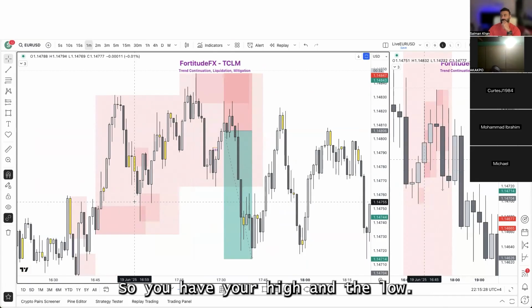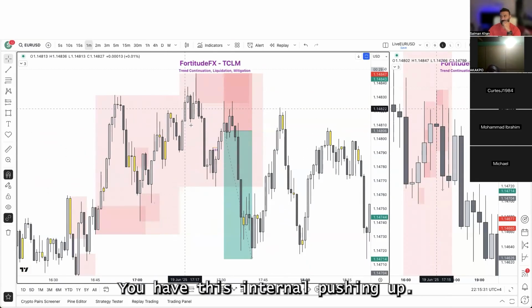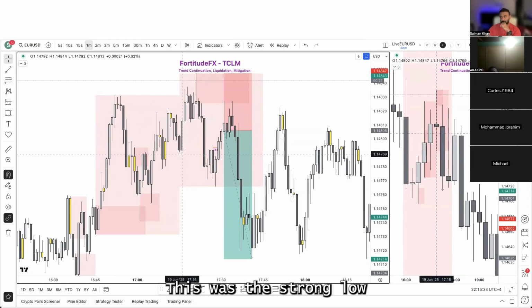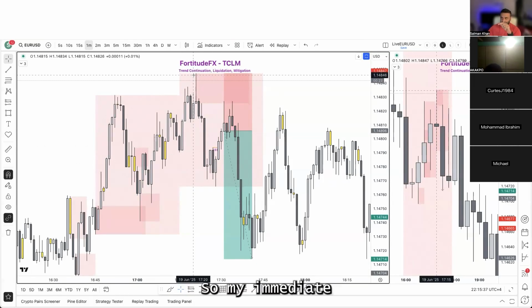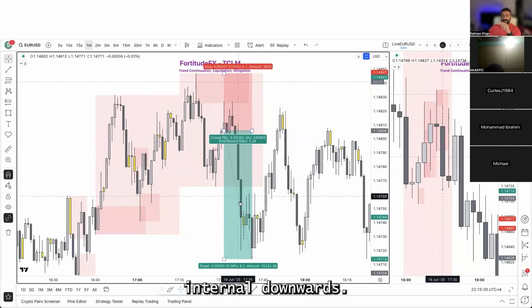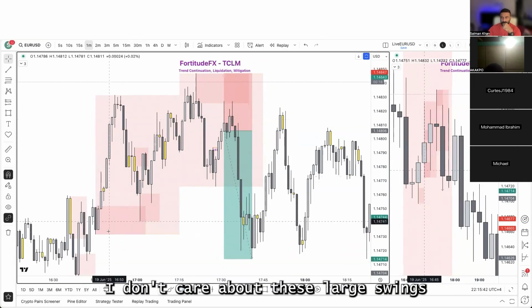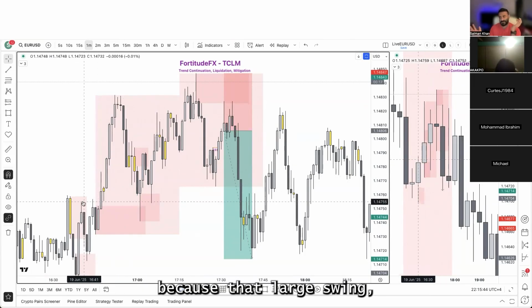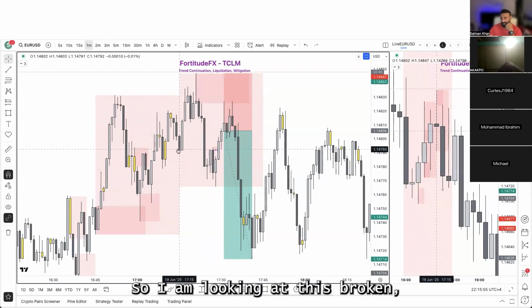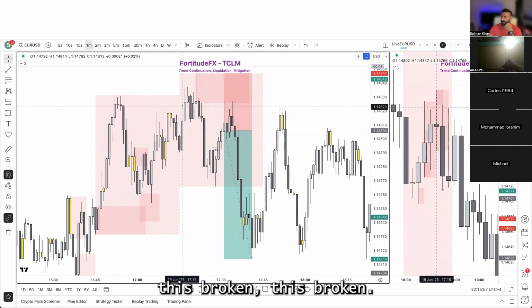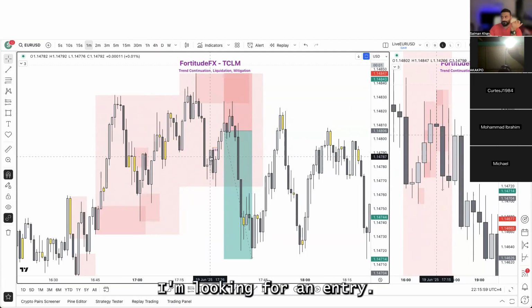So you have your high, you have your low, you have this internal pushing up. This was the strong low that created the new high, which got run. So my immediate trend is now the smaller internal downwards. I don't care about these large swings because if I'm waiting for that, my day is already over. And I'm not interested in sitting in front of my computer for hours and hours and hours. So I'm looking at this broken, this broken, this broken, price is shifting. I'm looking for an entry.